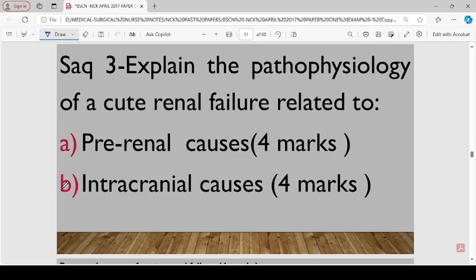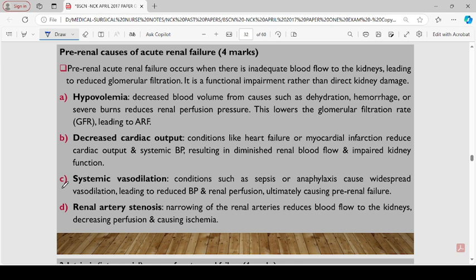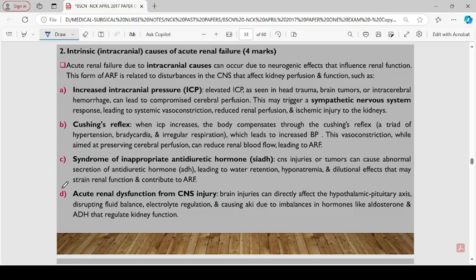Explain the pathophysiology of acute renal failure related to the prerenal causes and also the intrarenal causes. So for the prerenal causes, we have hypovolemia, decreased cardiac output, systemic vasodilation, and renal artery stenosis. Intrinsic or intracranial causes could be increased ICP, the Cushing reflex, the syndrome of inappropriate ADH, and acute renal dysfunction from CNS injury.